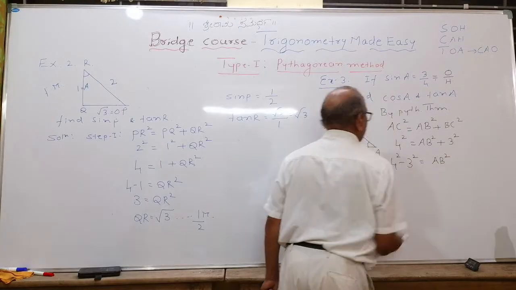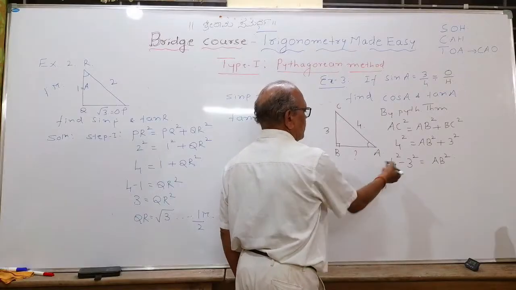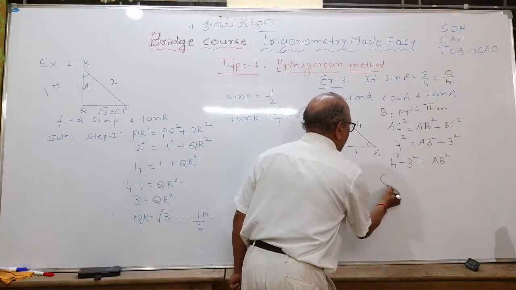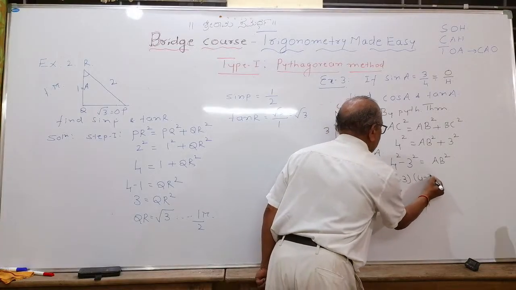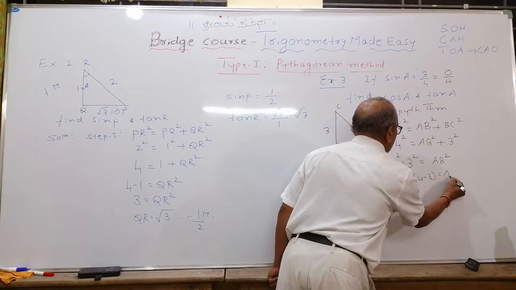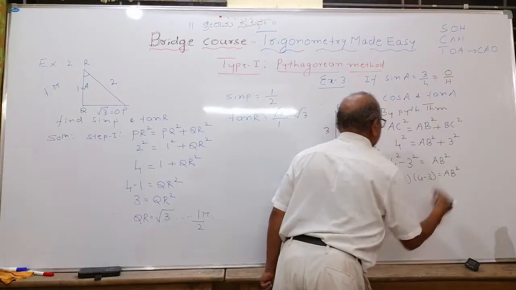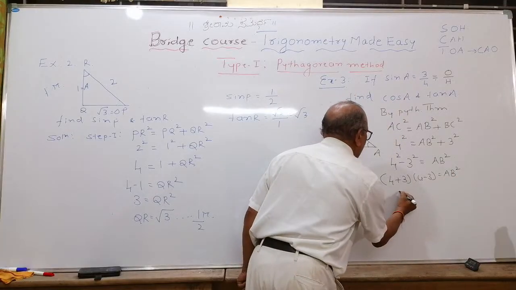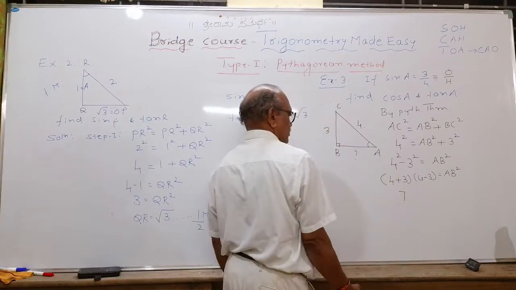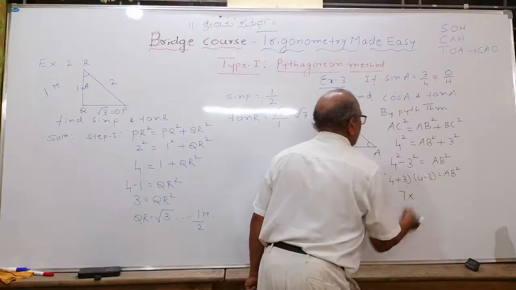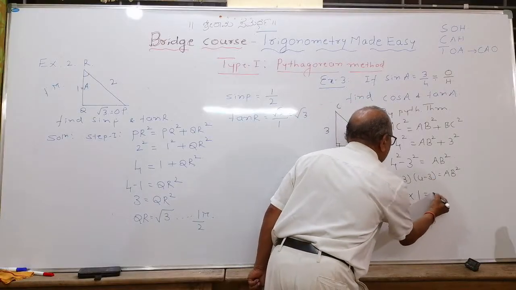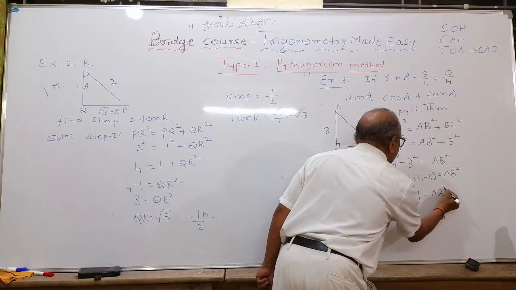Don't use a pen. A square minus B square is A plus B into A minus B. You will write it as 4 plus 3 into 4 minus 3 is equal to AB square. 4 plus 3 is what? 7. Are you getting me? Into 4 minus 3 is what? 1. You will get AB square, right?